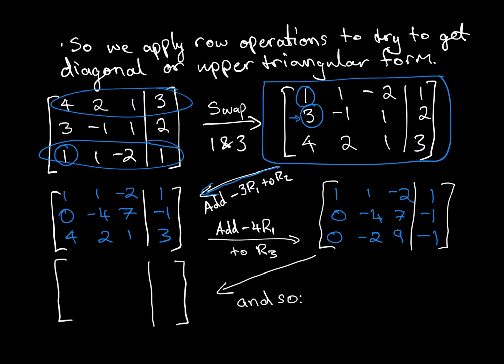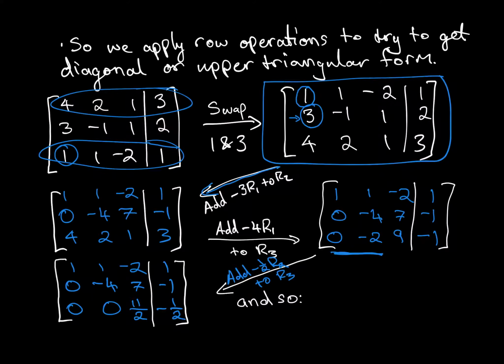Okay, so let's check that out. We're going to add minus a half of row 2 to row 3. So again, let's take a pause, see if you can have a go at this one yourself and try to get that 0 in both of those spaces in the bottom row.